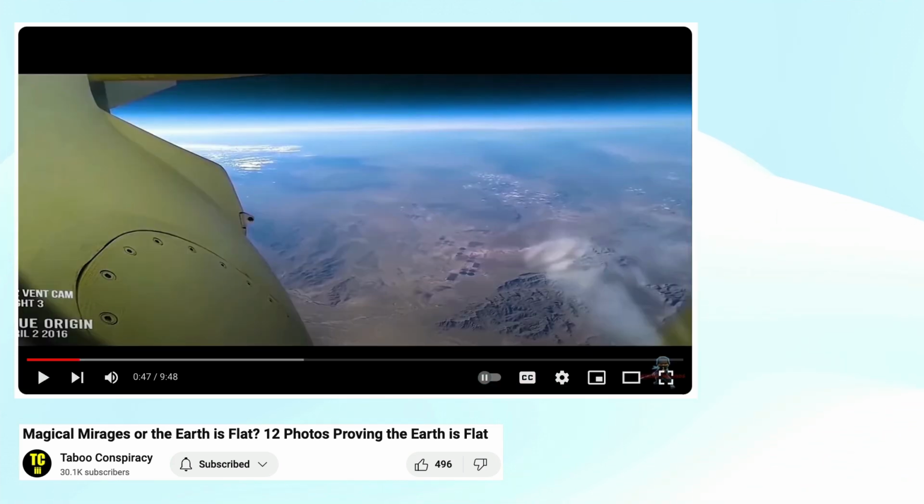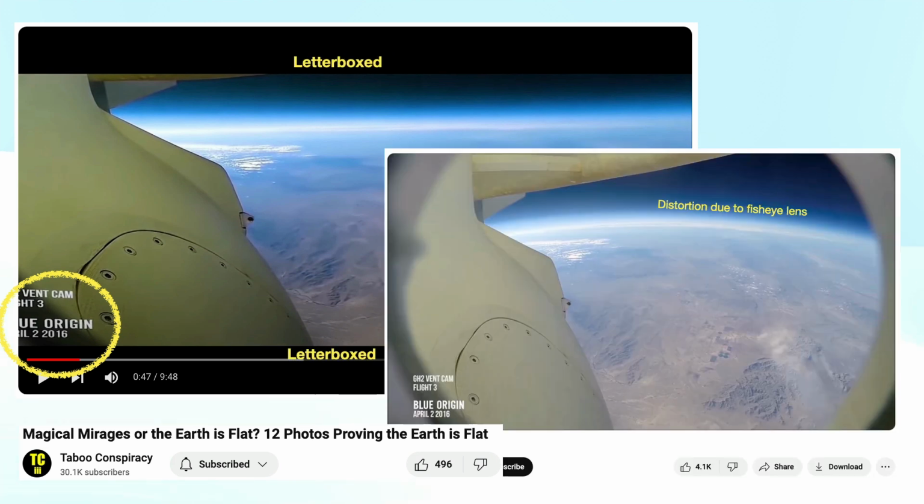Next, he shows No Donk Records footage from a Blue Origin launch, showing what looks like a flat horizon. But if you have an eye for detail, you'll see the on-screen text at the lower left is distorted, and the footage is letterboxed for some reason. Here's the original video from Blue Origin. The curved horizon is distorted due to a fisheye lens, so No Donk flattened it. That's not exactly proof the horizon is in fact flat.